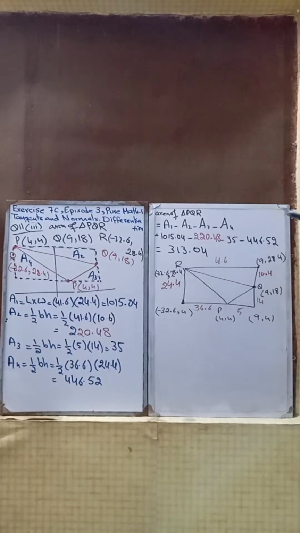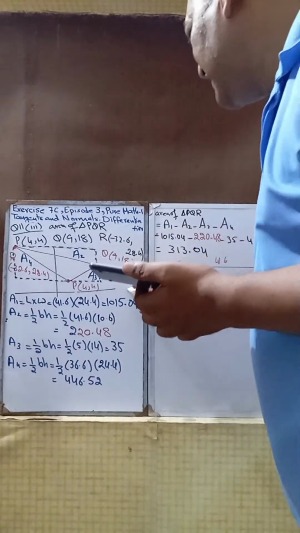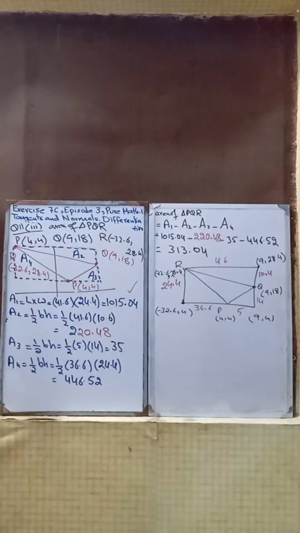Now I'm rechecking this thing. 41.6 multiply 24.4, that will be 1015.04. So this one is correct. Okay. Then we have to find the area of this triangle A2. So it will be 1 divided by 2 multiply 41.6 multiply 10.4 equals to, and that will be 216.32.